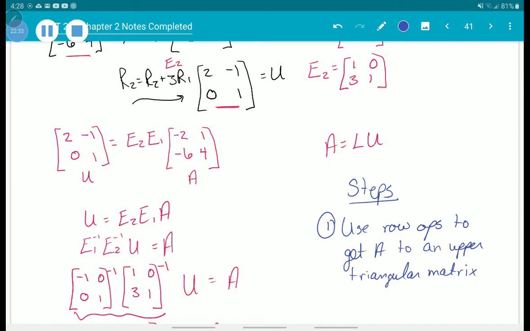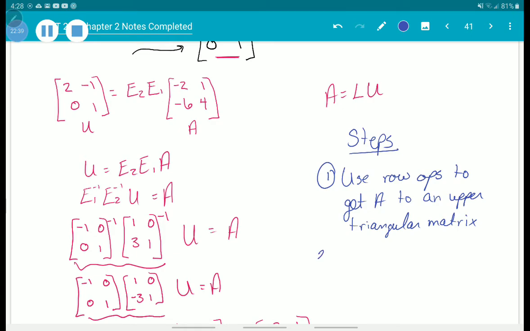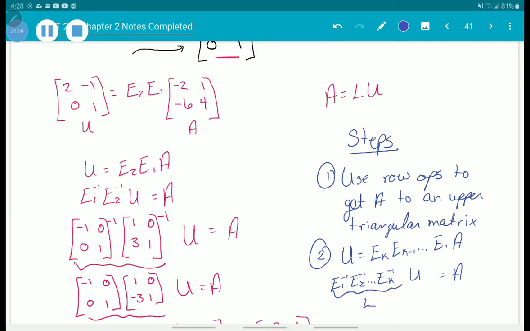So your first step is to use row operations to get A to an upper triangular matrix. Then, after you do that, you want to rewrite that upper triangular matrix in terms of a product of elementary matrices times matrix A. So then A is going to be equivalent to E1 inverse, E2 inverse, down to EK inverse times U. And this should end up being a lower triangular matrix when you multiply it together. So there are your steps. Let's do one more.